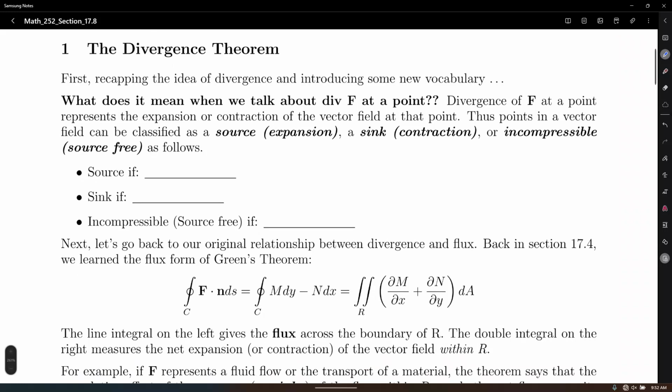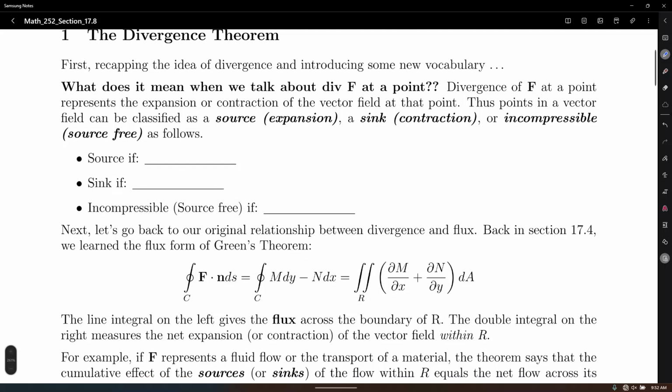And so while the curl describes the rotation about the different axes, that's what each component of the curl represents: the rotation about the x-axis, the rotation about the y-axis, the rotation about the z-axis. The divergence produces a scalar, which is a rate of change that describes either expansion or contraction, or at that point we say that we have a source if it's positive, or a sink if it's negative, or source free if zero, or the fluid is incompressible at that point.